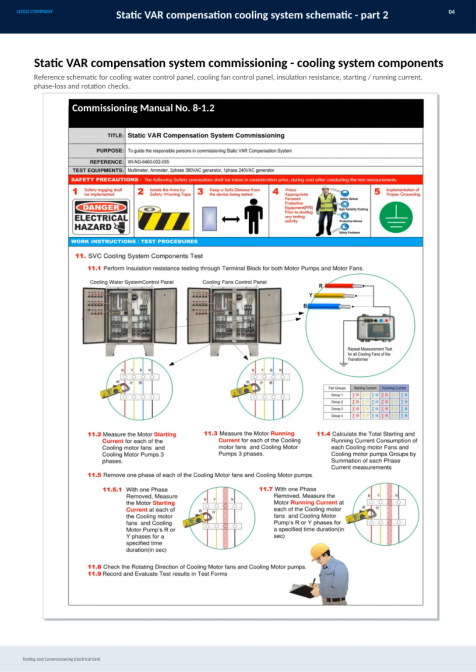Here we have the second part of the Static VAR Compensation Cooling System Schematic. This section focuses on the testing and commissioning of the electrical grid, specifically related to the cooling system components. The key areas covered include the reference schematic for the cooling water control panel and cooling fan control panel. Additionally, it's important to perform insulation resistance tests, as well as checks on starting and running currents. We also need to verify phase loss and rotation to ensure everything operates smoothly. All these procedures are detailed in Commissioning Manual Number 8-1.2, which serves as our guide throughout this process.